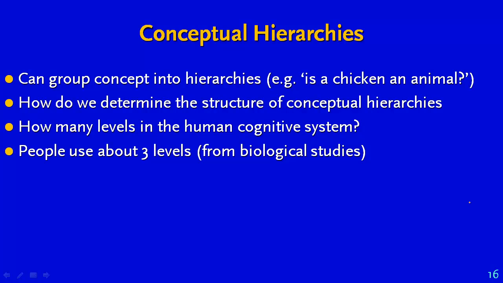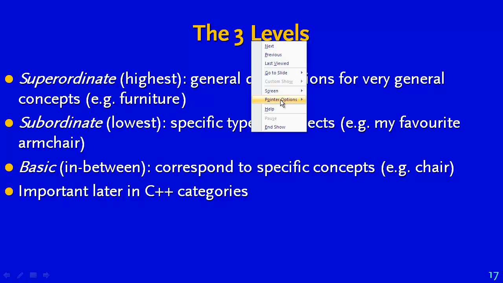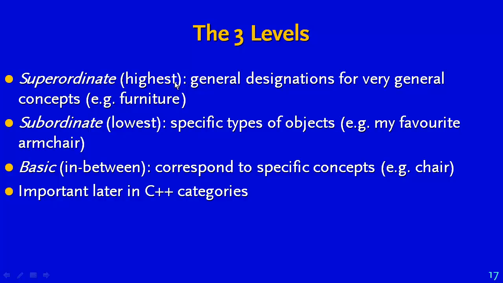It turns out that there are basically three levels of concepts, which will have their implementation in C++ later on. The three levels are first, second, and third, going from the highest order to the lowest order. The first order is the so-called superordinate level. It's the highest level, the general designation for very general concepts. So at the very highest level, for example, you've got furniture. Everybody knows what furniture is.